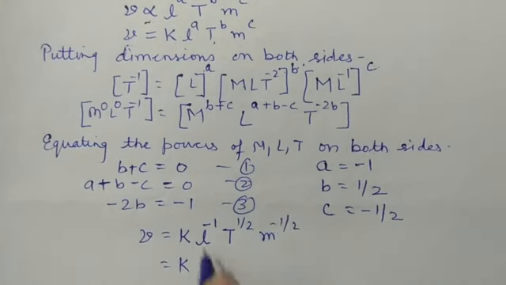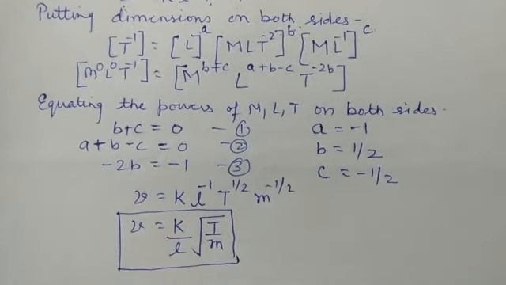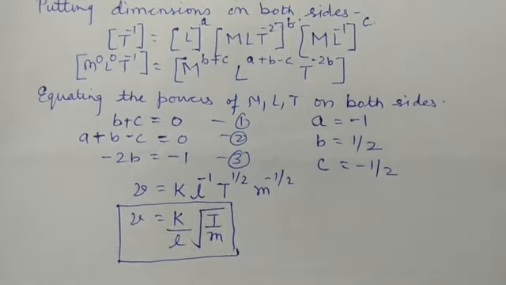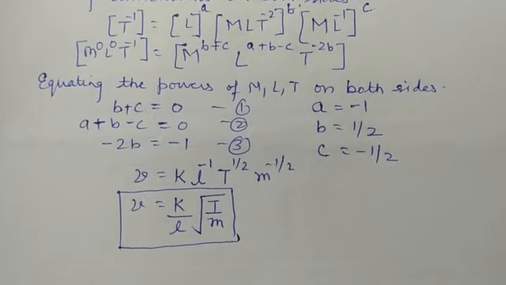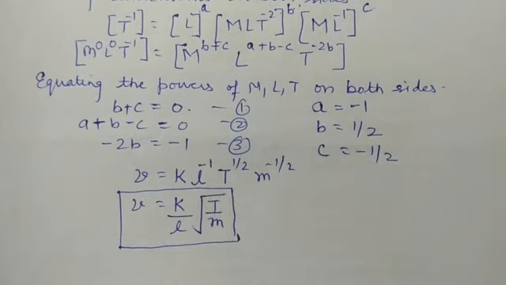So it is k upon L square root of t upon m. This is the formula for frequency of vibration of a string. Here again, the value of proportionality constant k is unknown. We cannot get this value from the method of dimension.